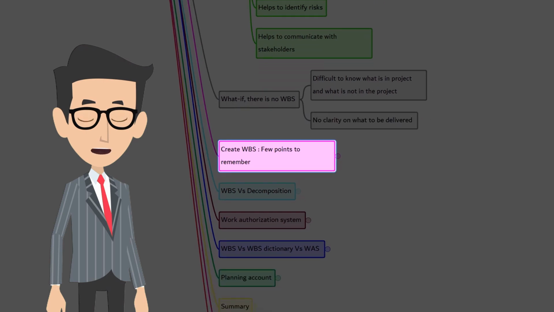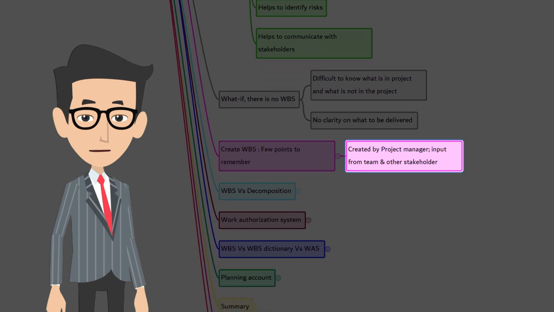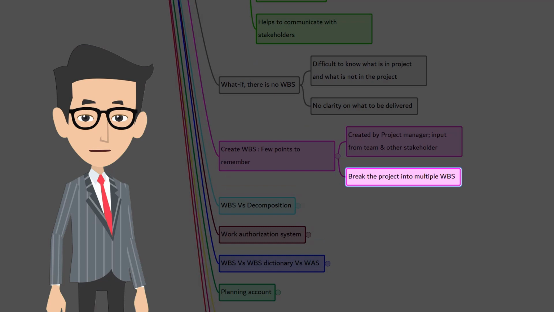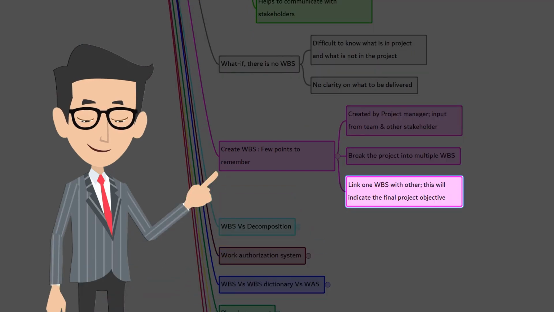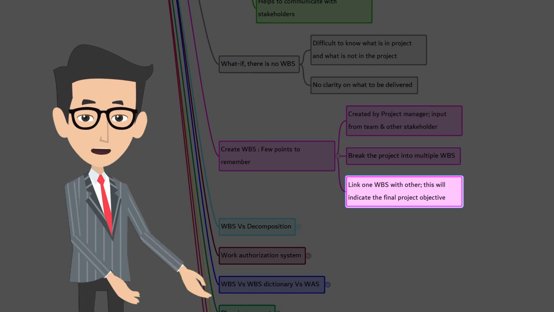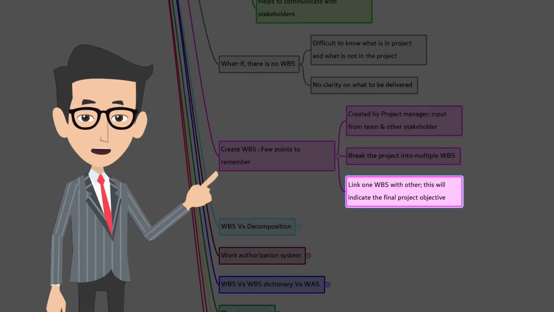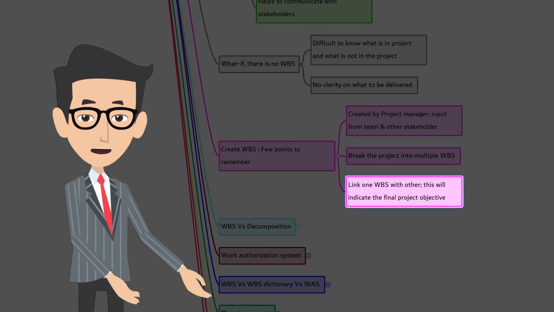Just a few points to remember. A WBS should be created by the project manager using input from the team and other stakeholders. The entire project should be broken down into multiple WBS. When breaking down the project into multiple WBS, it should be done progressively and the WBS should have links with each other towards the final product of the project.